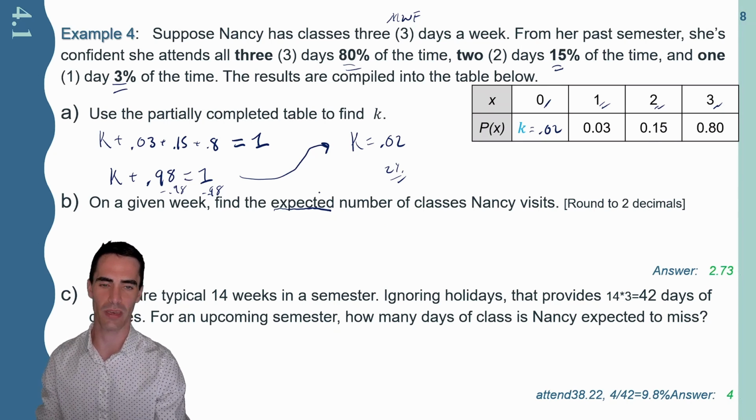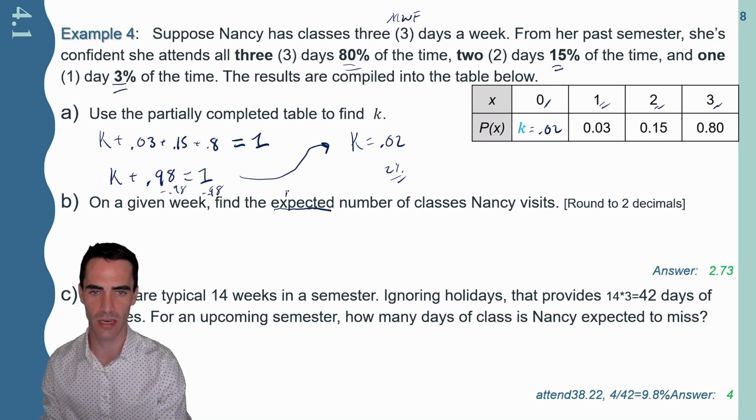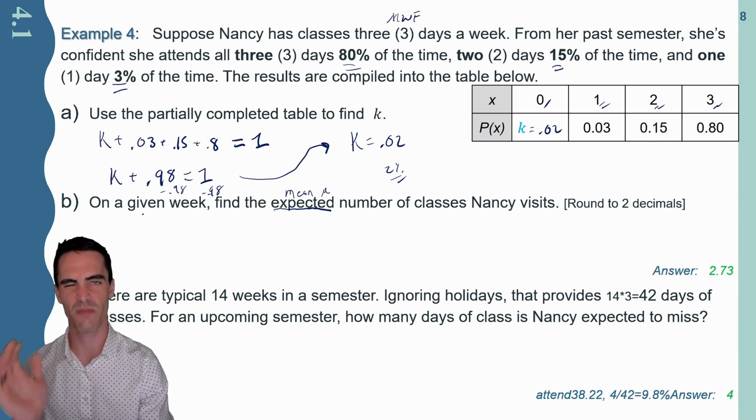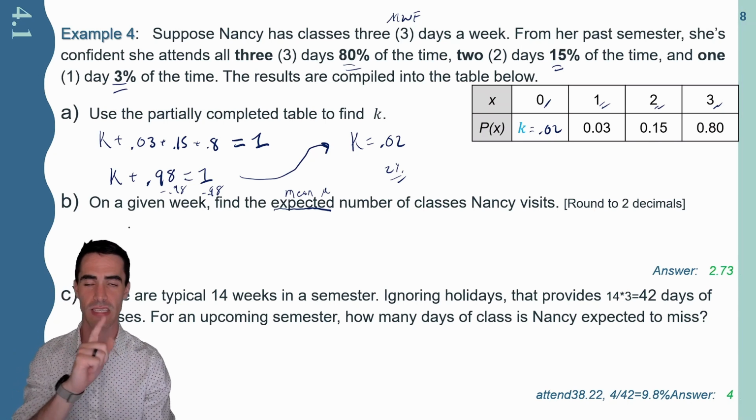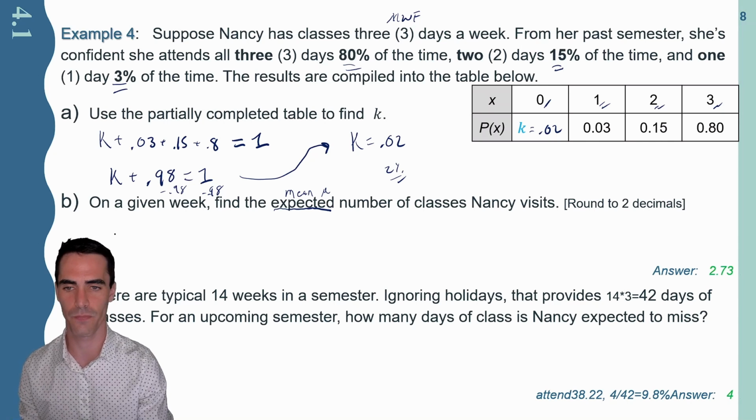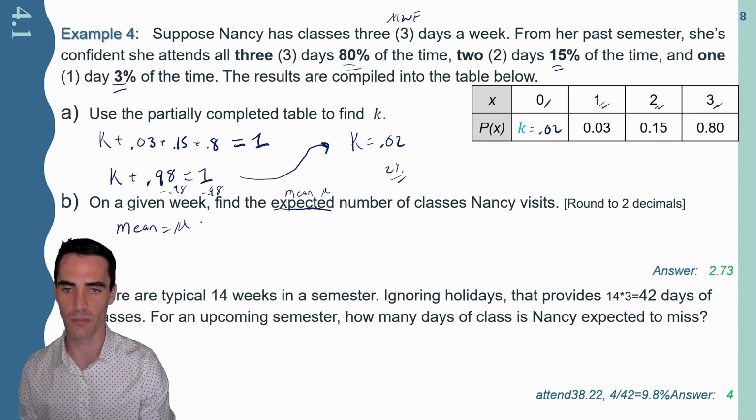What do I expect to happen? Anytime you hear expected, I'd encourage you to think, hey, I know what that is. That's just the mean. So the first thing I'd encourage you to do is write out the formula, and then we'll do it by hand. You can also use Excel. I'll show that in the next example. Looking back, I have this formula. The mean is equal to sum of x times p of x.